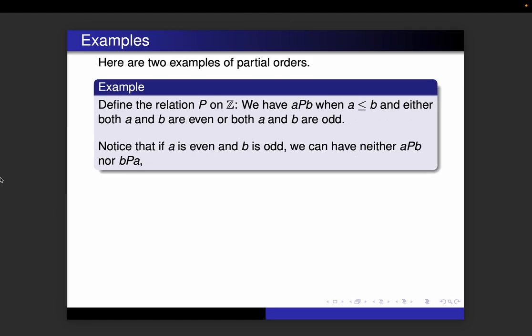Now I do want to point out that this partial order is not a total order. If A is even and B is odd, they cannot be related to each other. We can't have A related to B because A and B would have to be either both even or both odd. They're not. Nor can we have B related to A because, again, B is odd and A is even, so they can't be both odd or both even. That tells us that P is not connex because I just found some pairs of integers that can't be related in either direction. And that also means that P is not a total order.